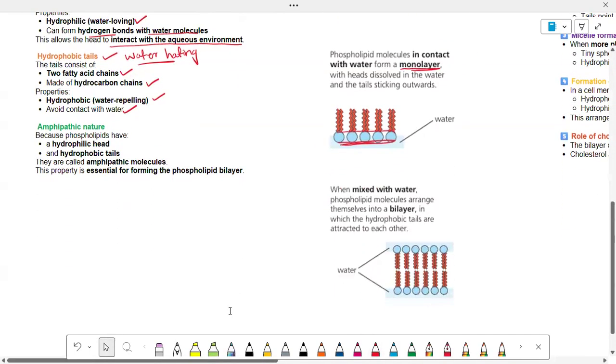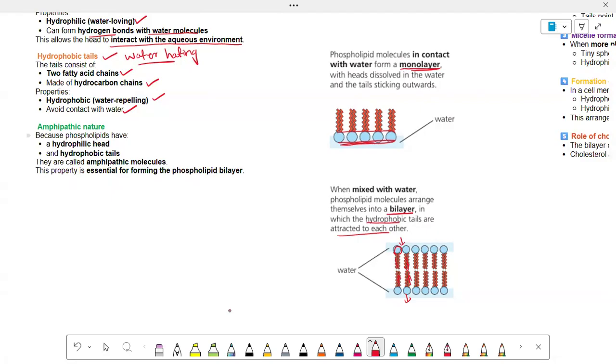Here you can see when mixed with water, phospholipid molecules arrange themselves into a bilayer in which hydrophobic tails are attached to each other. Means the head moves outward, attracted to the water, and both tails move inward and attach with each other. Actually, they are trying to avoid the water. That's why they are on the inside.